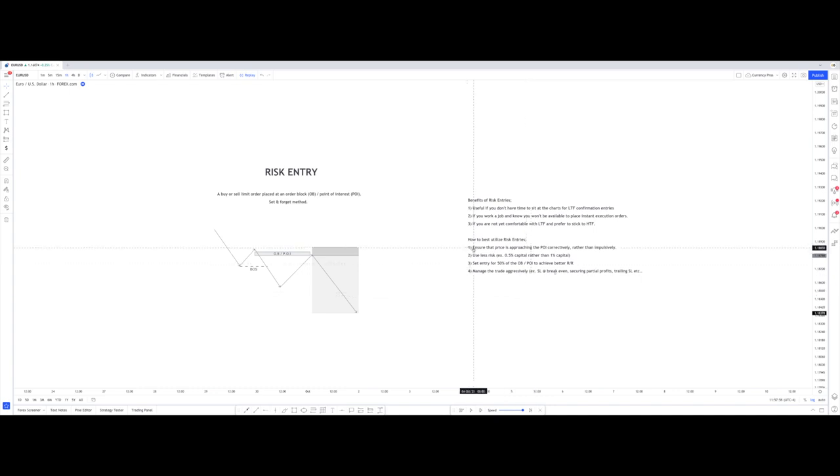So number one, ensure that price is approaching the POI correctively rather than impulsively. This is number one because this is literally the most important factor to having high probability risk entries. If you want to increase your win rate with risk entries, it's very important that you ensure that price is approaching the POI correctively rather than impulsively. So what does that mean?